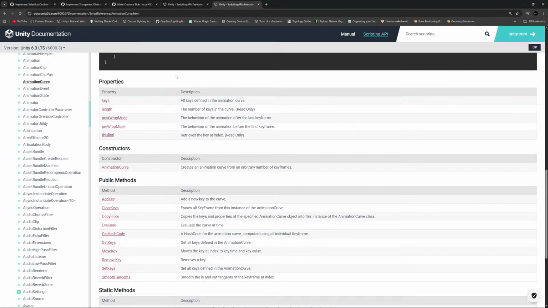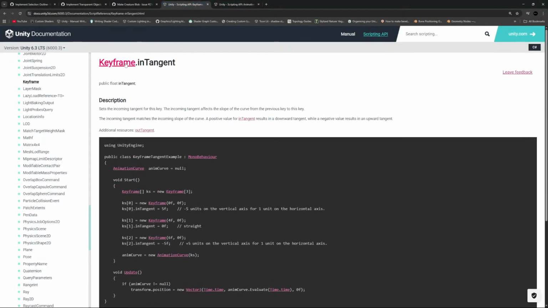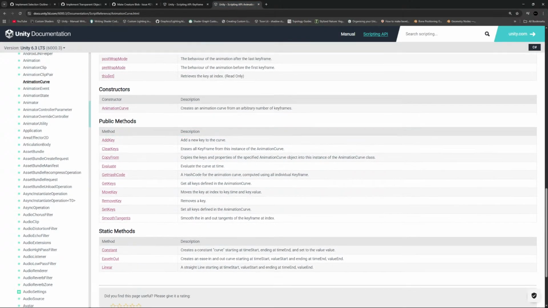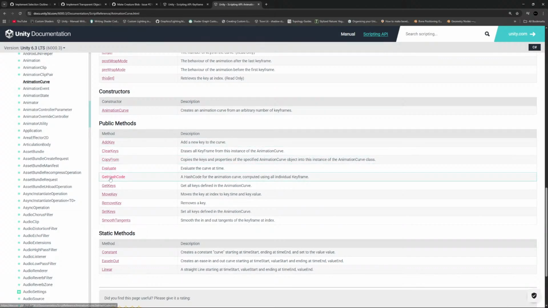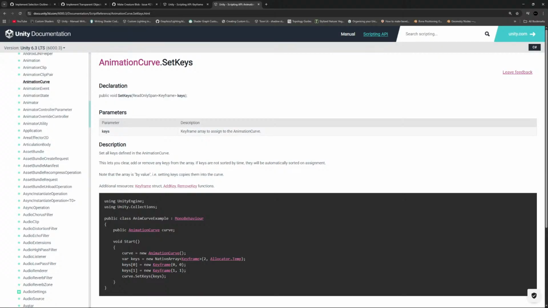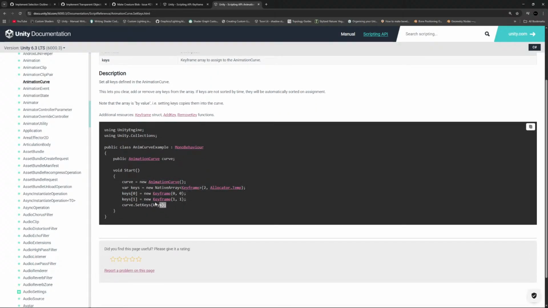Okay, what do we have? Keyframes are a struct. Okay, animation curve. Do we have to do it like this, is my question. Maybe. Let's try it.